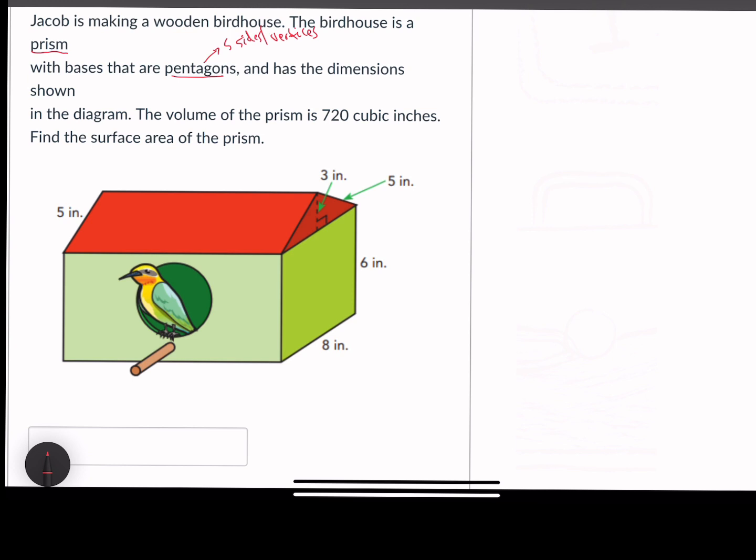The volume of the prism is 720 cubic inches. Find the surface area of the prism. So this is a question within a question, and what I mean by that is there's a hidden step.